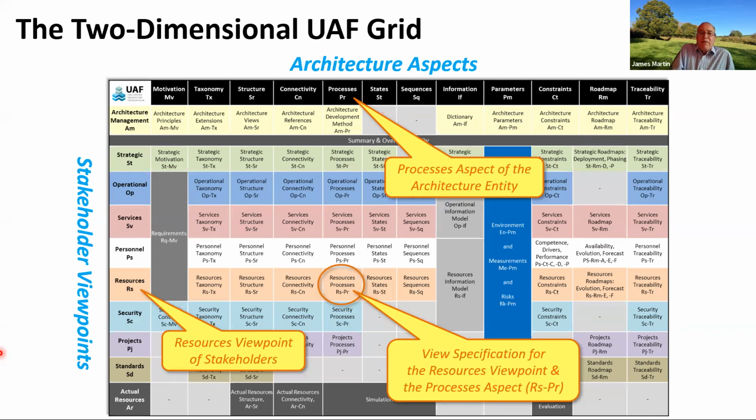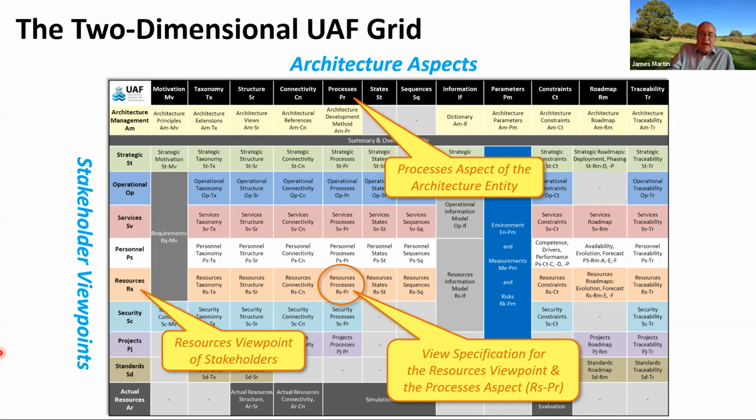The next three columns represent structural aspects of the architecture, and the next three, process, states, and sequences, represent the behavioral aspects. And then there are a number of other aspects to deal with information, parameters, constraints, and roadmap, which is basically how things evolve and change over time. And then traceability between the rows. So we put the view specifications in the grid within the intersection of a row and column. I've highlighted one of them in the resources viewpoint row, in the processes aspect column. So we have a view specification for resources processes. In other words, that's the behavioral processes performed by the resources in your architecture.